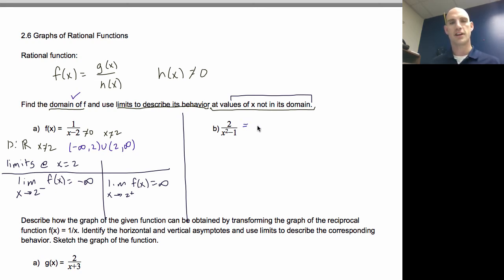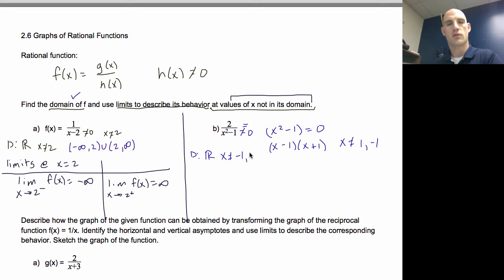If I look at this function here, I know that the bottom can't equal 0, and so x squared minus 1 equals 0. We're going to set it equal to 0 and figure it out. Well, if I factor this, I have x minus 1, x plus 1. So x can't be equal to 1 or negative 1. And so the domain of f is going to look like this. Domain is reals, x not equal to negative 1 or 1.